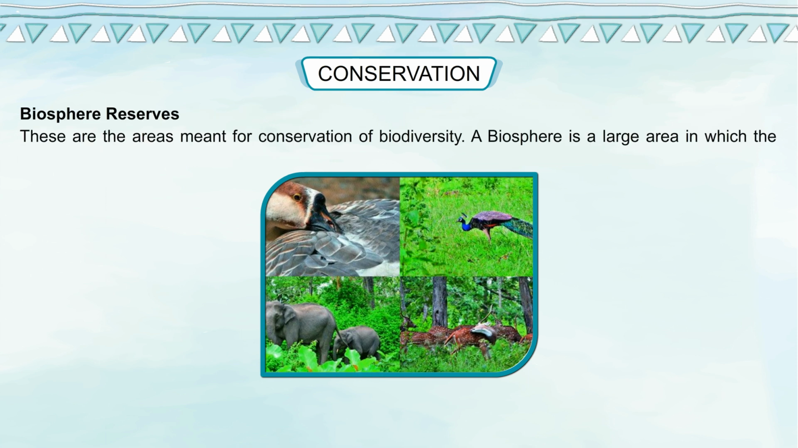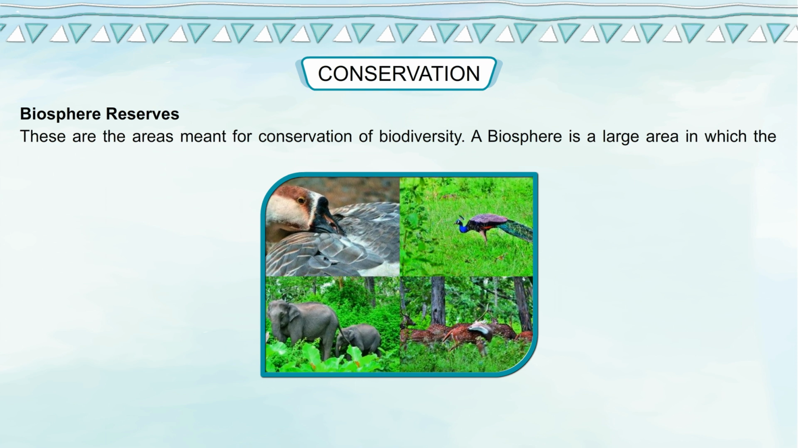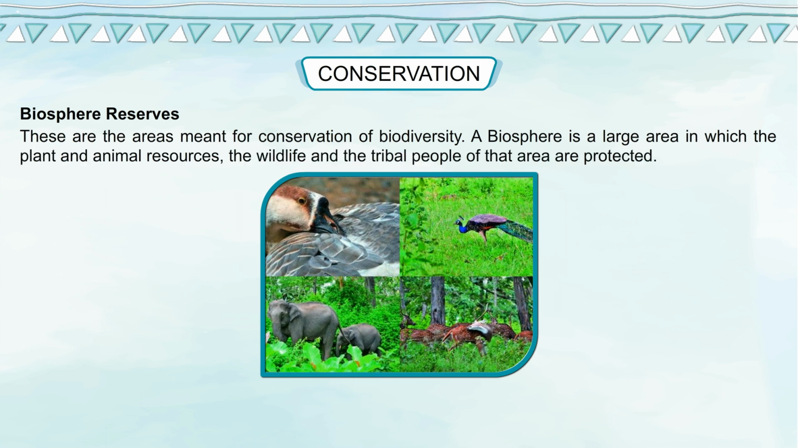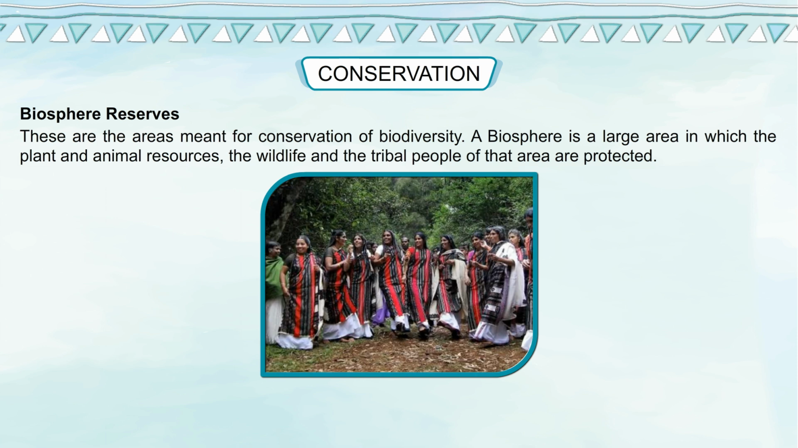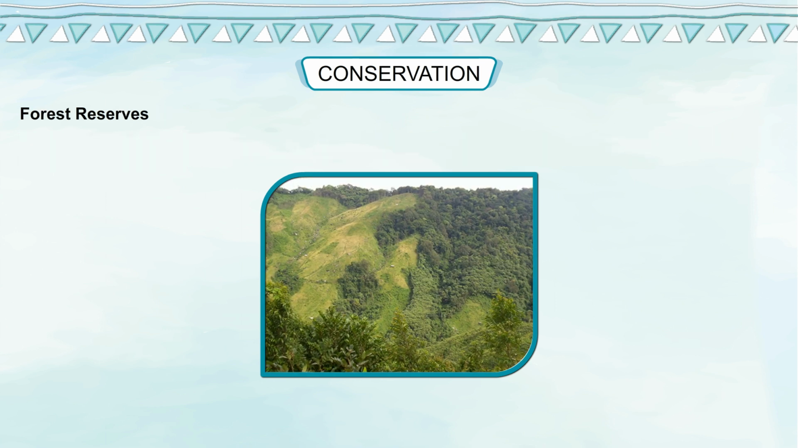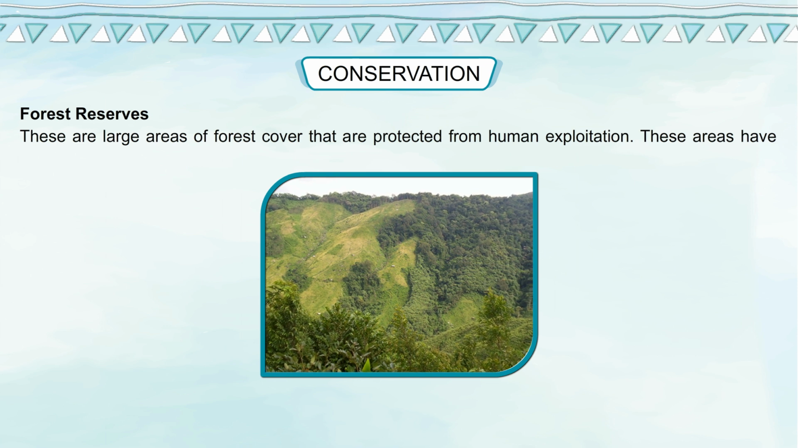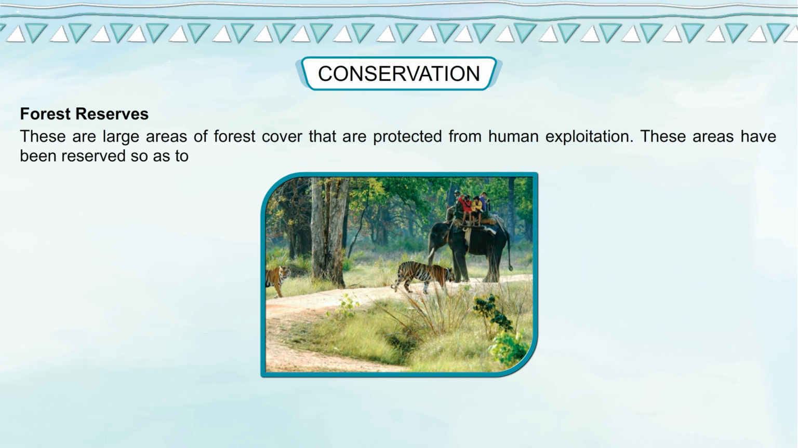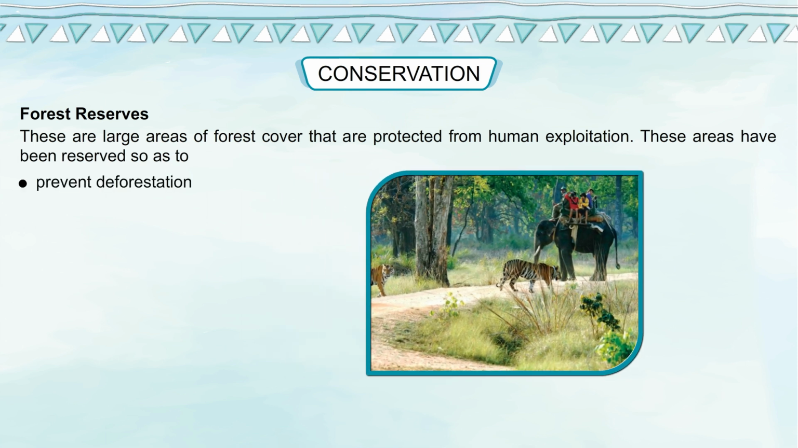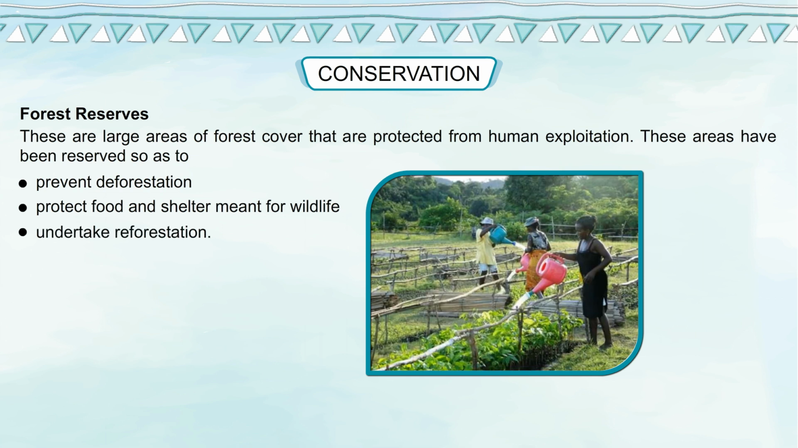Biosphere reserves. These are the areas meant for conservation of biodiversity. A biosphere is a large area in which the plant and animal resources, the wildlife and the tribal people of that area are protected. Forest reserves. These are large areas of forest cover that are protected from human exploitation. These areas have been reserved so as to prevent deforestation, protect food and shelter meant for wildlife, undertake reforestation.